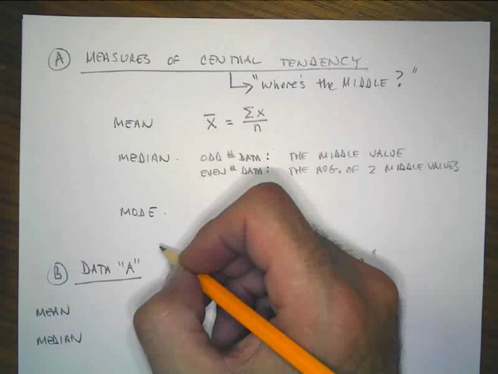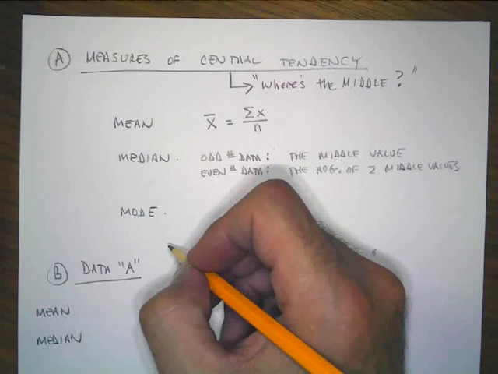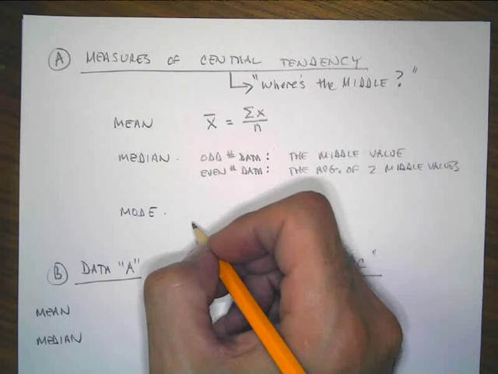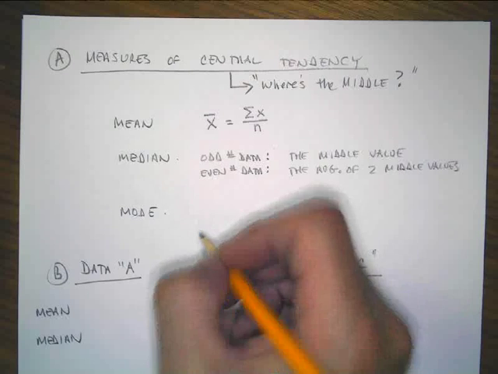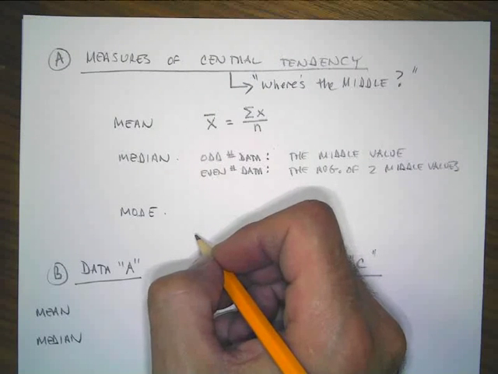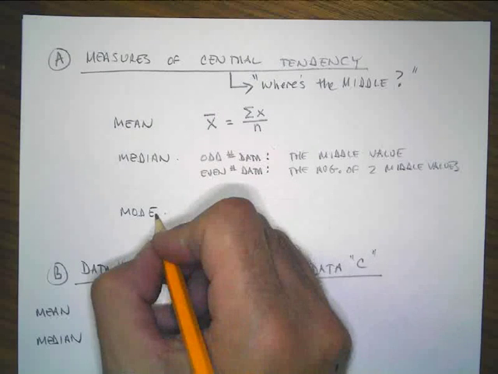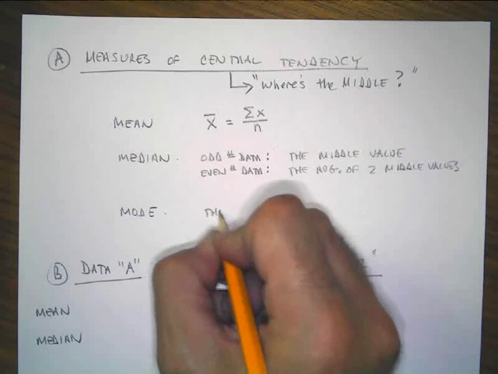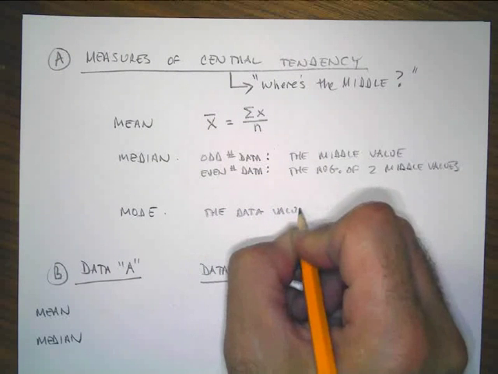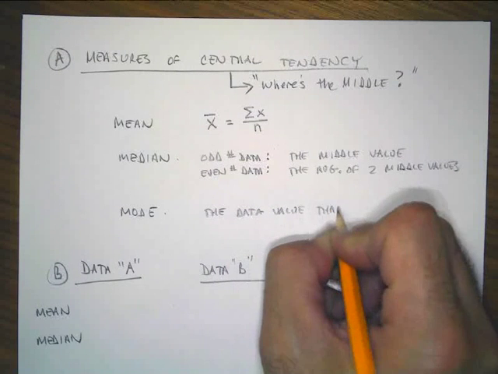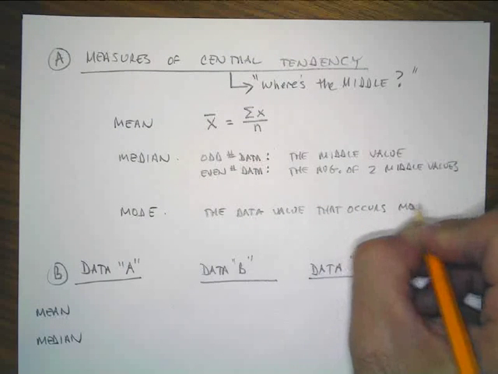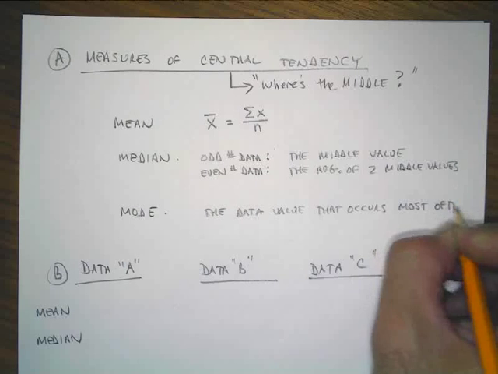Now lastly, there is the mode. And the mode is interesting because sometimes the data has a mode, sometimes the data has more than one mode, and sometimes there's no mode whatsoever. And the mode is the data value that occurs most often.